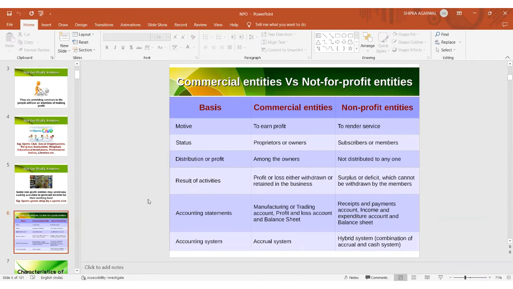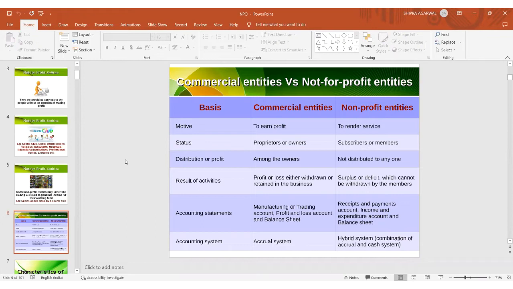In case of your commercial entities, the owners are known by the term proprietors or owners. And in case of a company, it is shareholders, right? But when I talk about the non-profit entities, there is no owner as such, right? So it has its members. These members are known as subscribers or members. So we do not use the term owner, because we say that there is no owner of the NPO, right?